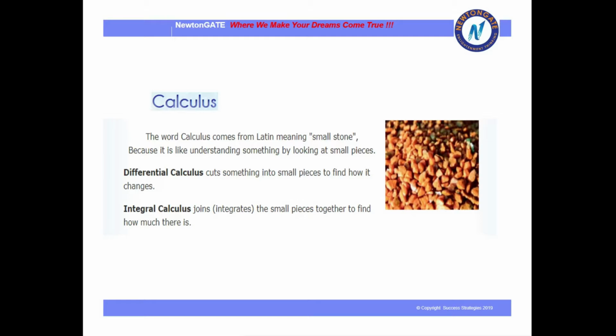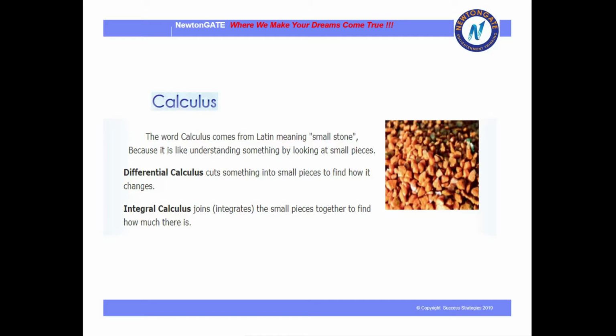So first of all, the name calculus. Now from where did it actually originate? So calculus actually came from the Latin word meaning small stone. Now there are two different types of calculus. One is differential calculus and another is integral calculus. Now the main difference between differential calculus and integral calculus, what is that? So differential calculus is when we have a bigger picture and we cut it into smaller pieces.